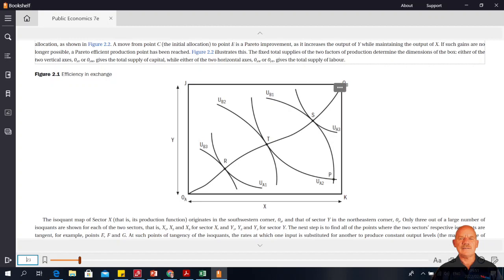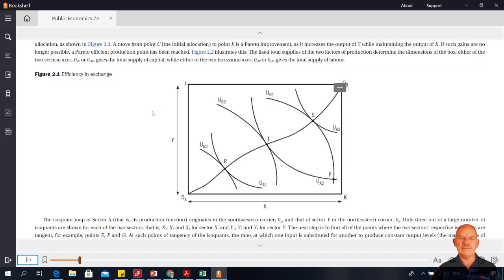So this is the same graph as you have in figure 2.1 in the textbook. It's called the Edgeworth box. So we make a box and we show, so it's important to know what's on the axis. On the vertical axis we have commodity Y, and on the horizontal we have commodity X. And then the two consumers, person A and person B, have to exchange until they are happy.